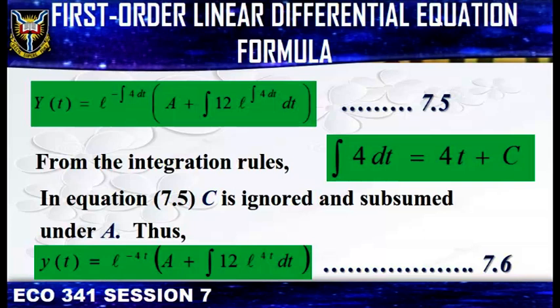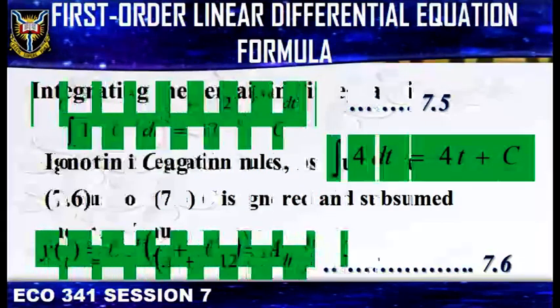From the integration rules, integral 4 dt is equal to 4t plus c. In equation 7.5, c is ignored and subsumed under a. Thus, y of t is equal to e raised to power minus 4t, bracket open, a plus integral 12 e raised to power 4t dt, bracket closed, equation 7.6.